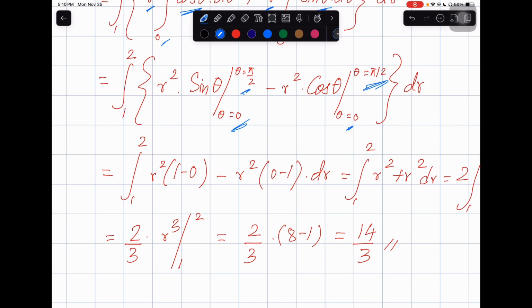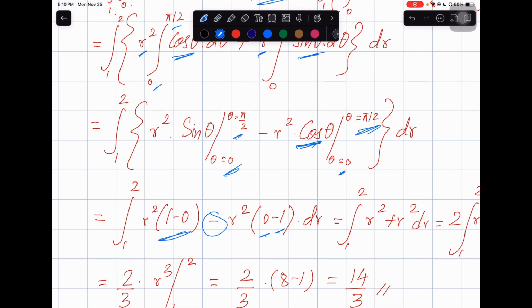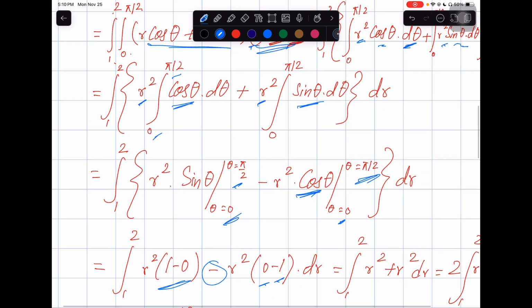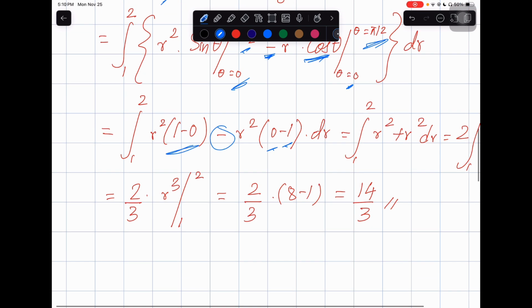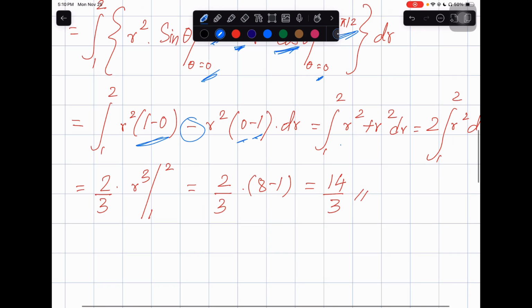Sine pi by 2 is 1. 1 minus lower limit. Sine 0 is 0. That's what I've done here. Cos theta. Cos pi by 2 is 0. Cos 0 is 1. 0 minus 1 would be a negative 1. We already have a negative 1 coming from cos theta because the integral of sine theta is a negative cos theta, right? So now that negative is going to be positive. r squared plus r squared gives you 2r squared.